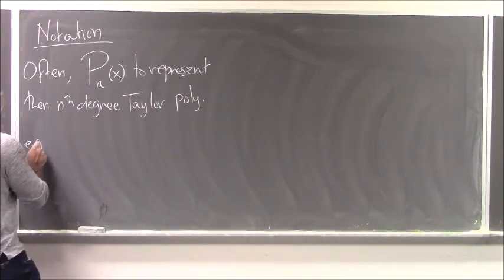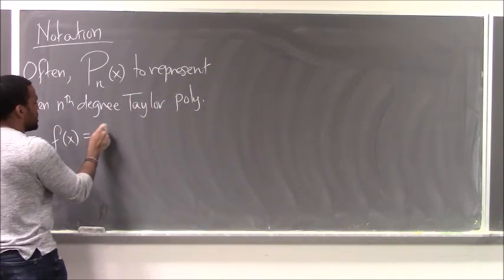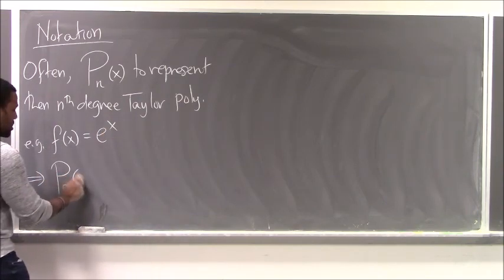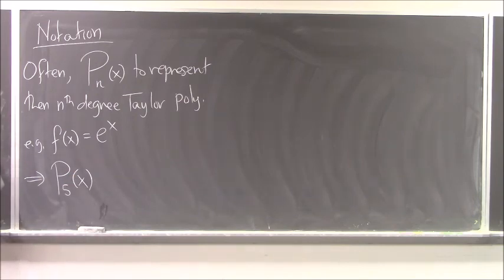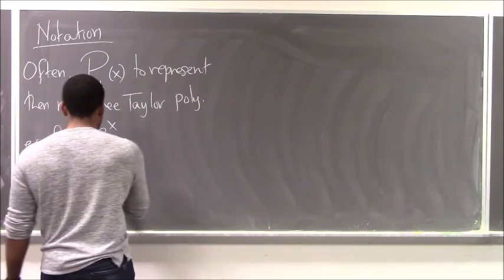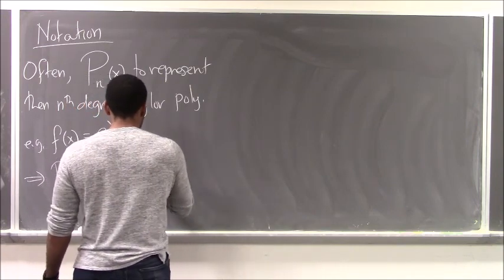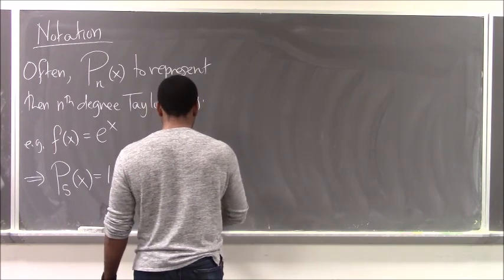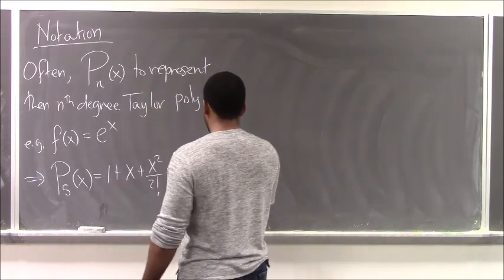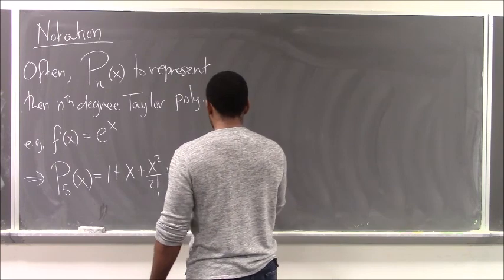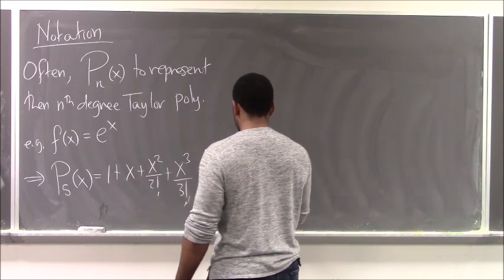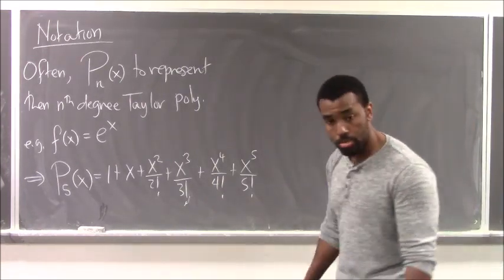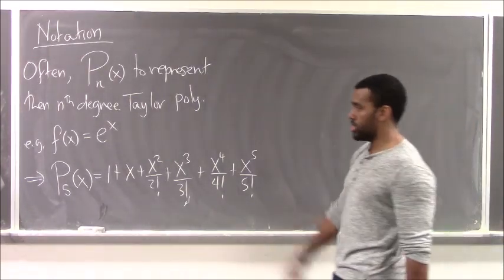So, example, let's say your f of x is e to the x. Then I can talk about p sub 5 of x. The fifth degree Taylor polynomial, well, that would just be 1 plus x plus x squared over 2 factorial plus x cubed over 3 factorial plus x to the 4 over 4 factorial plus x to the 5 over 5 factorial. Right, so it's just a fifth degree polynomial. Just the first 6 terms of the e to the x Taylor series.